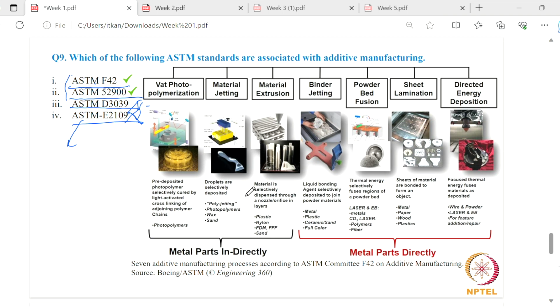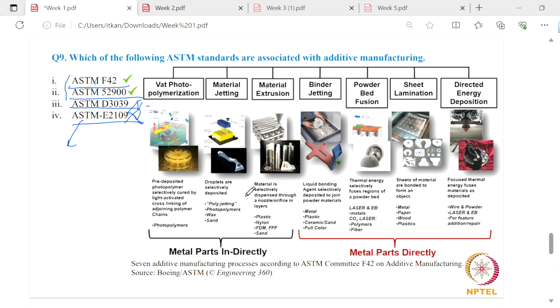In material extrusion, material is selectively extruded through a nozzle or orifice in layers. Here we use plastic and nylon, and nowadays even sand can be used.